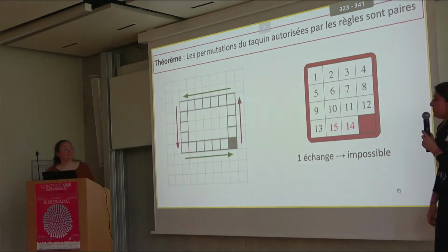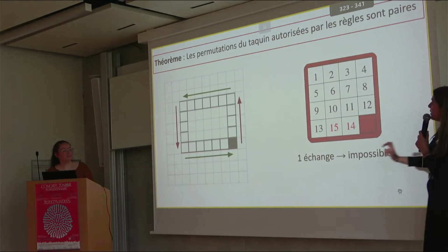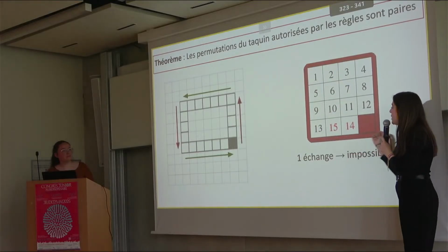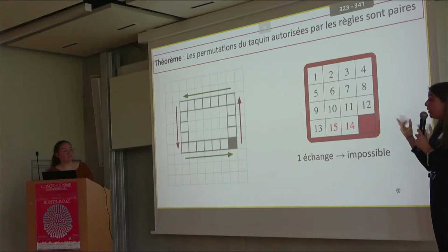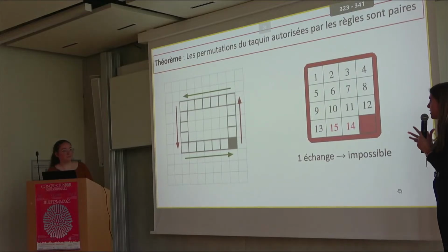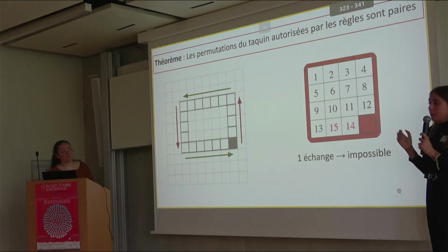So with the theorem, we can conclude on the Sam Loyd problem. Here there is only one exchange, so this position can only be reached by an uneven, not even, permutation, and so it is an impossible situation.